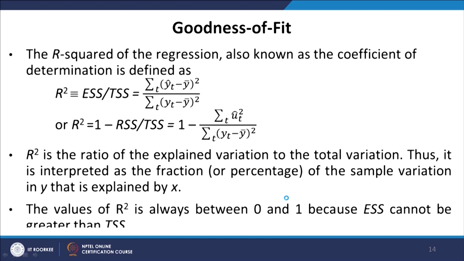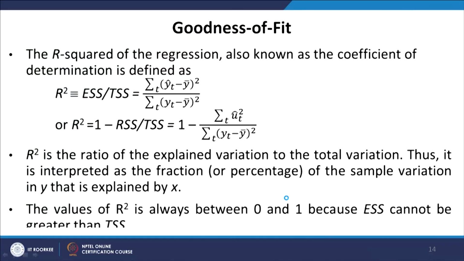Now, we are going to define the goodness of fit measure. R squared of the regression, also known as the coefficient of determination, is a goodness of fit measure, that is, it measures how good the model fit has been. R square is defined as ESS upon TSS, explained sum of squares divided by total sum of squares, and the expressions are mentioned here. So, R square measures what percentage of the total sum of squares is explained by the fitted line.